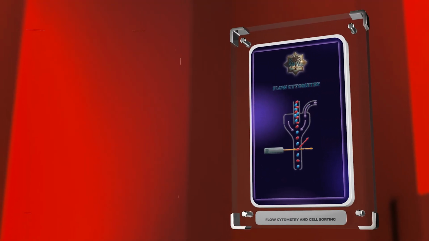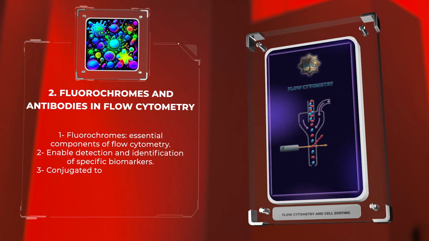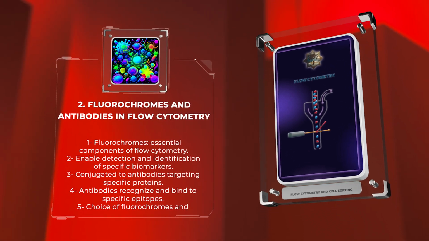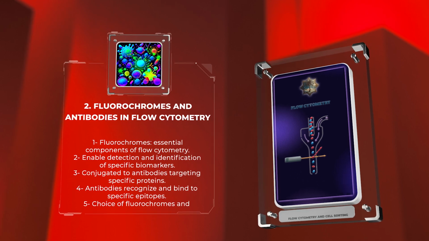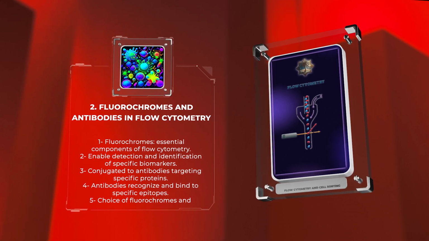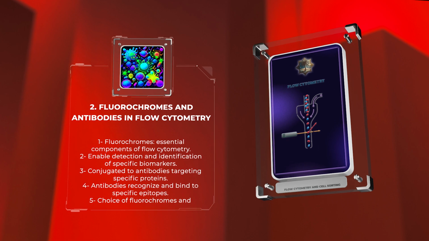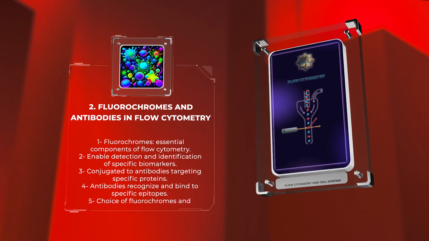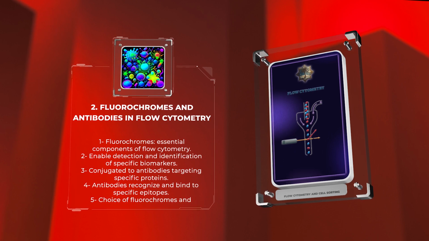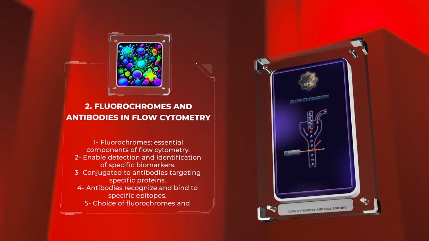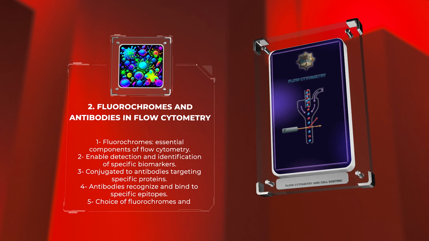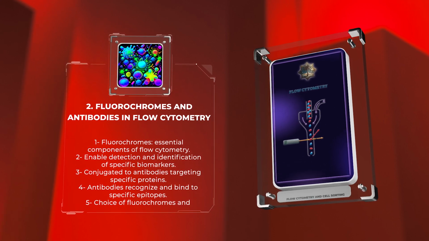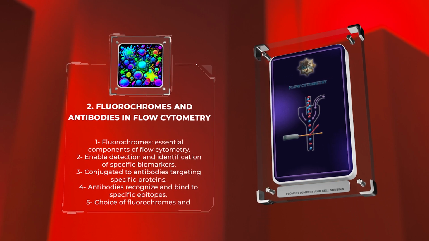Fluorochromes are essential components of flow cytometry as they enable the detection and identification of specific biomarkers or proteins on the cell surface or within the cell. These fluorochromes are conjugated to antibodies, which target specific proteins or molecules of interest. Antibodies play a crucial role in flow cytometry as they recognize and bind to specific epitopes, allowing the identification and quantification of different cell populations. The choice of fluorochromes and antibodies depends on factors such as the desired targets, spectral overlap, and instrument capabilities.